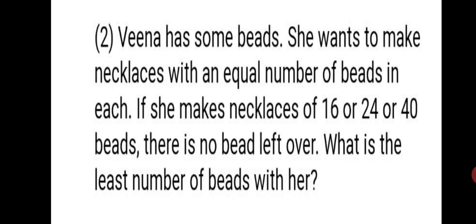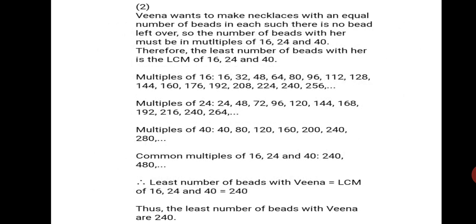Second, Veena has some beads. She wants to make necklaces with an equal number of beads in each. If she makes necklaces of 16 or 24 or 40 beads, there is no bead left over. What is the least number of beads with her? So again you have a clue here. Least number of beads suggests that we have to find the lowest common multiple. So let's look at the solution. Veena wants to make necklaces with an equal number of beads in each such that there is no bead left over.